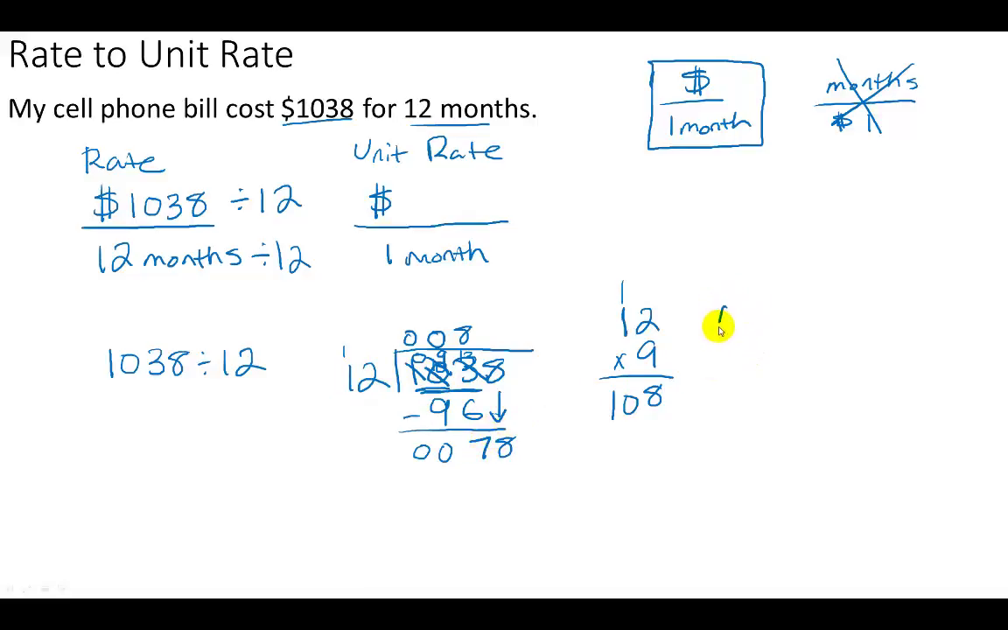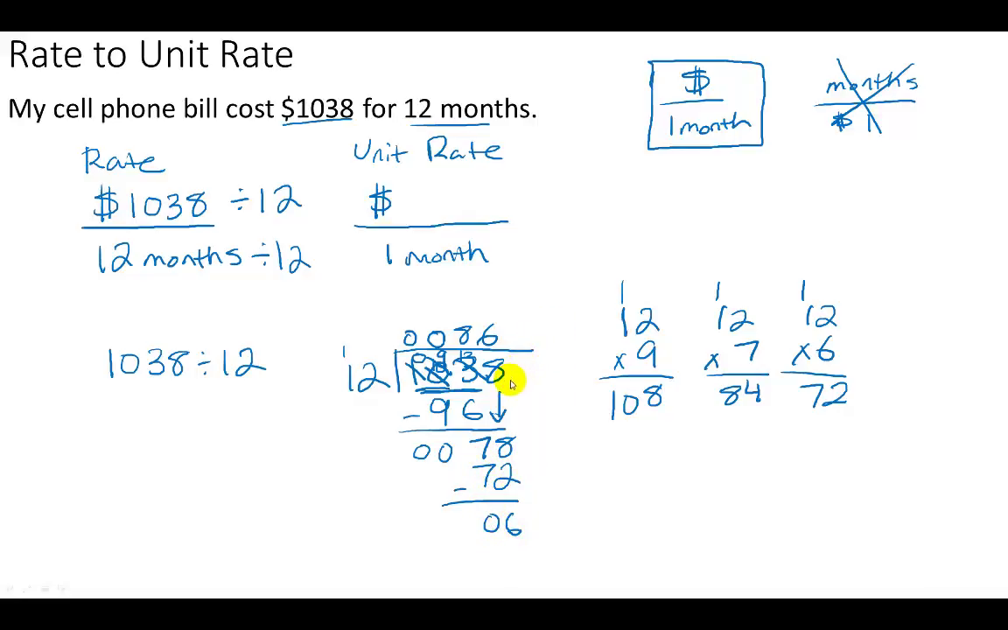So let's try 12 times 7 maybe. That would give us 84. 7 times would be too big. So let's check what 12 times 6 is. 6 times 2 is 12. 6 times 1 plus 1 more is 7. We get 72. 72 is equal or less than 78, so that works. We have 6 and 72. Subtract. 8 take away 2 is 6. 7 take away 7 is 0.